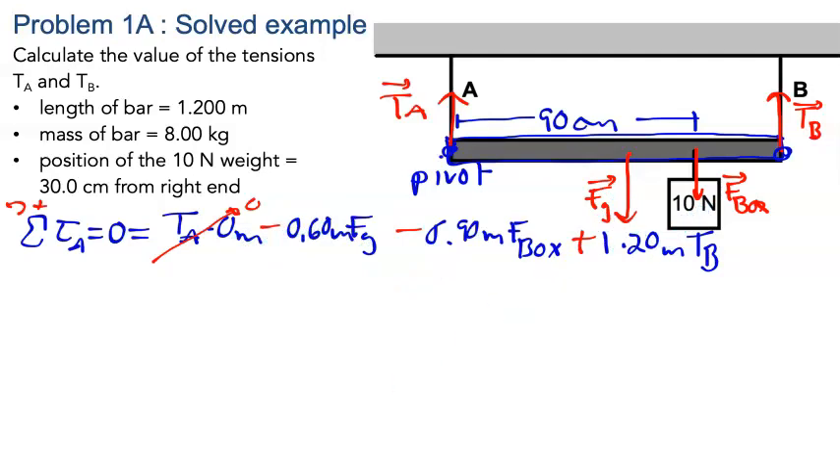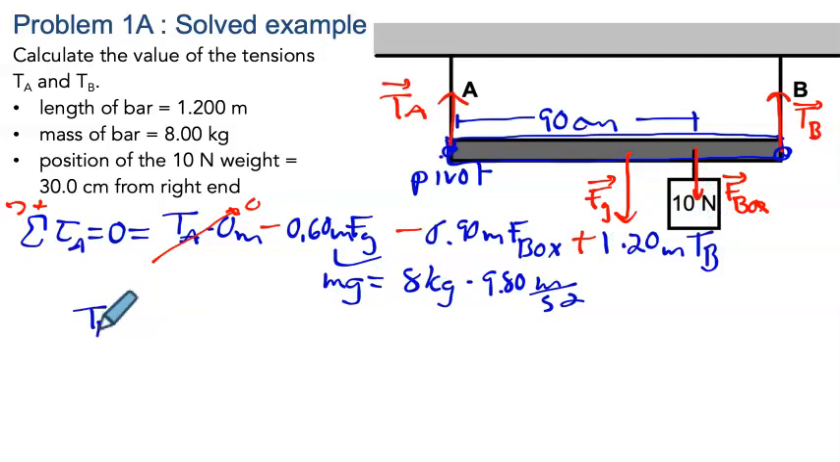So from this, we have all the values that we need. We know that Fg is just equal to the mass times g, so it will be 8 kilograms times 9.80 meters per second squared. So we know the value of everything. Fbox is 10 Newton, so we can solve for TB. And once we solve for TB, we will get the value of 46.7 Newton from this equation. Okay, you can do the math on your own. So this gives us our first value.